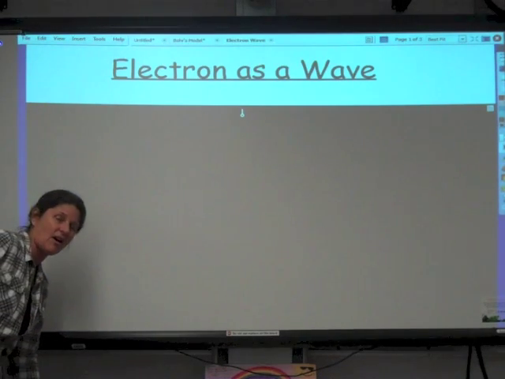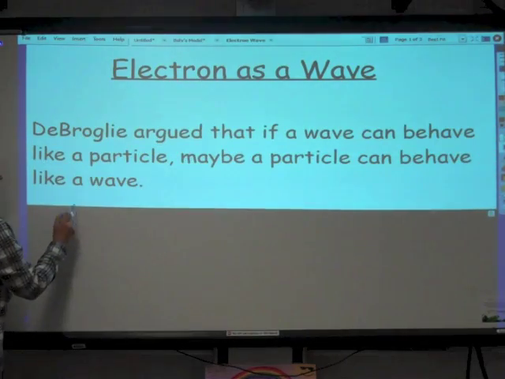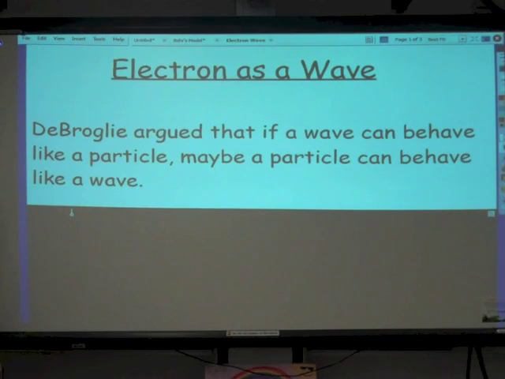Thinking of an electron not as a particle, but as energy, as a wave. So, de Broglie is another physicist, and he argued that, okay, according to Einstein, waves can behave like particles. We can think of an electromagnetic wave as a stream of photons, and in fact, they can behave like something that has mass. So, if we can think of a wave as behaving like a particle, well, what about vice versa? Can a particle behave like a wave?